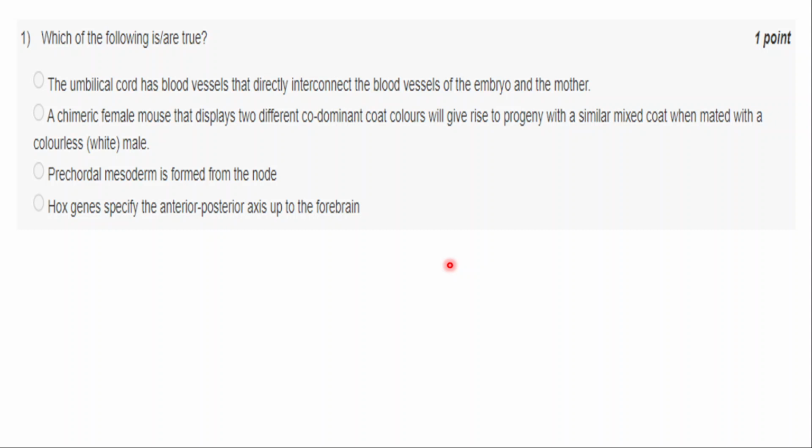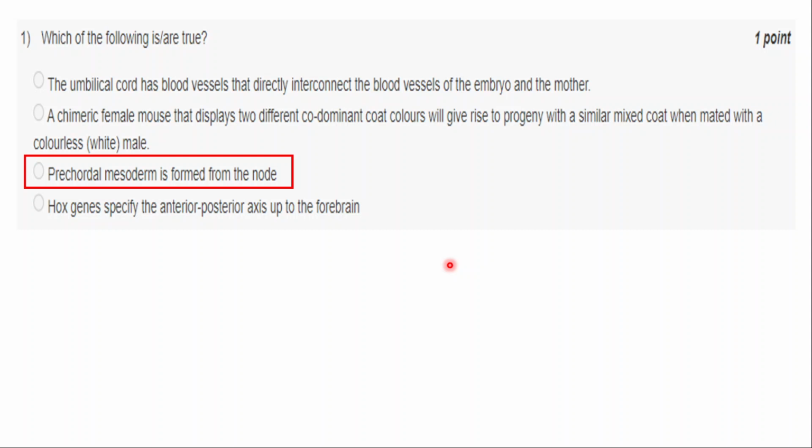Anyways, we'll move forward with the collected answers. So Ajay has answered option 3, and option 3 is the correct answer. Precaudal mesoderm is formed from the node. So this is the true statement among all the four options.